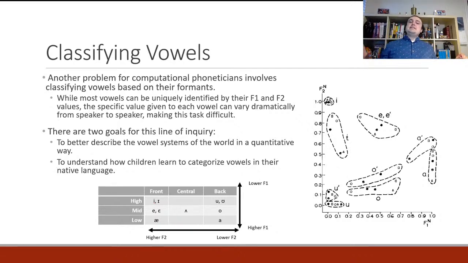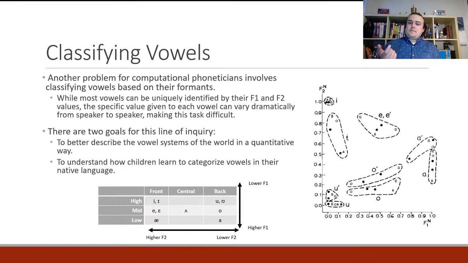But this isn't as easy as it sounds. It turns out that the specific value given to each vowel that a person is speaking can vary dramatically from speaker to speaker and context to context, in terms of what sounds are around that vowel. So I've got here on the right a figure showing the F1 on the x-axis and the F2 on the y-axis for a variety of vowels. This is actually Russian, so that's why the vowels don't match up one-to-one with the English vowels.